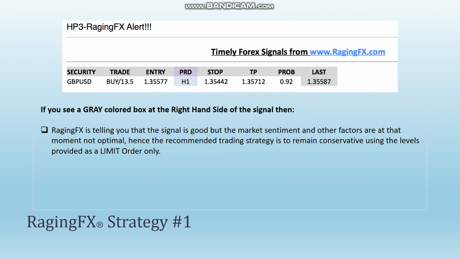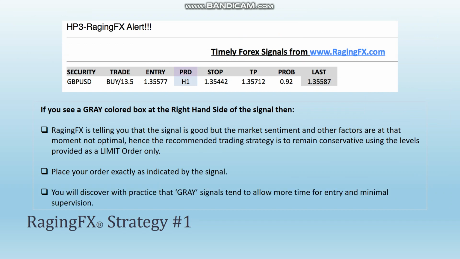Okay, now if after meeting all the criteria from our checklist, that's coming up in our next slide, then go ahead and place your order exactly as indicated by the signal. You will discover with practice that gray signals tend to allow more time for entry and minimal supervision. They're perfect when you're on the go.